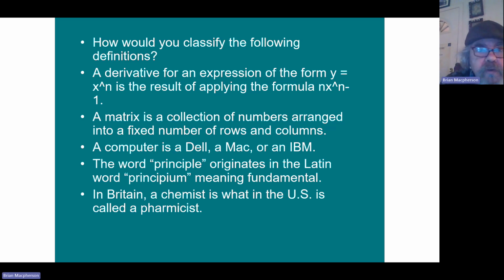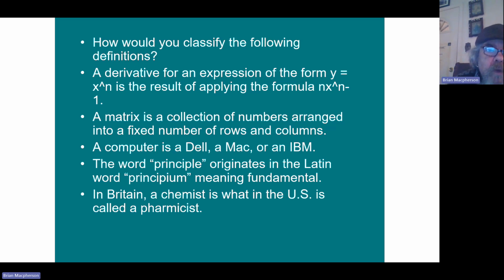Let's look at the next one. The word principle originates in the Latin word principium, meaning fundamental. I think you would agree that that is an etymological definition. It's looking at the linguistic origins of the word principle. The word principle originates in the Latin word principium, meaning fundamental, is a definition that is etymological in nature, right?